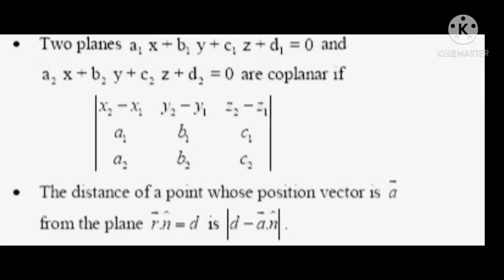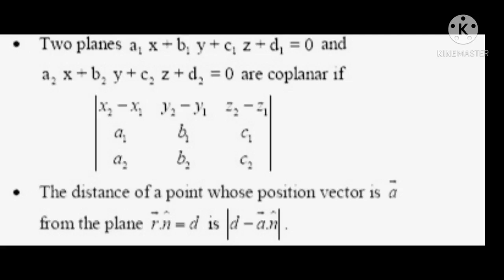Okay, so now two planes, a1x plus b1y plus c1z plus d1 is equal to 0, and a2x plus b2y plus c2z plus d2 is equal to 0, are coplanar.